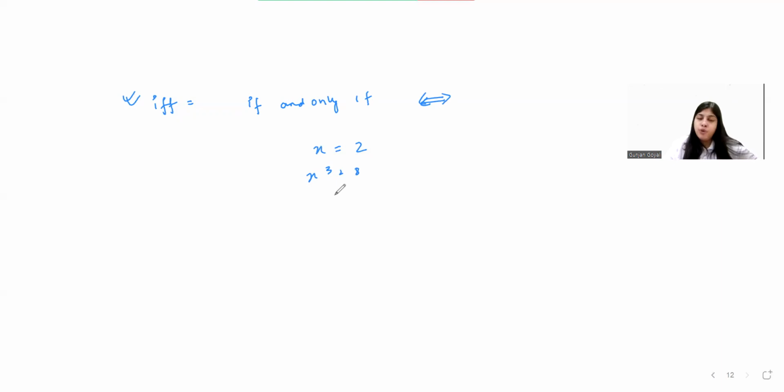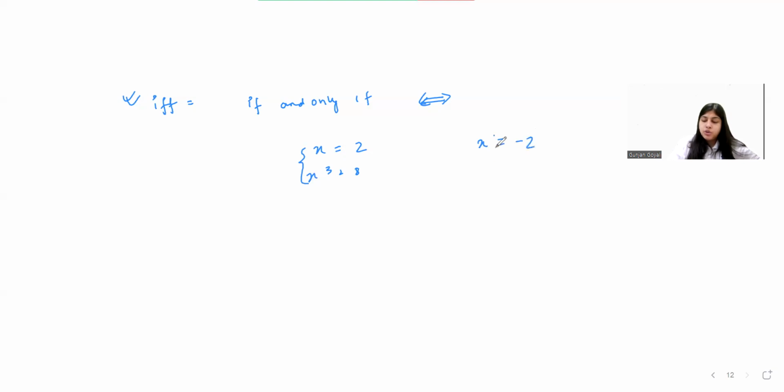Then we have if and only if. Very, very important notation, and you should understand that if and only if means implies and implied by. That means if this is happening, then that. So if I write if x is equal to 2, then only x cube is equal to 8. Okay. If and only if x is equal to 2, x cube is equal to 8. Or if and only if x cube is equal to 8, x is equal to 2. Okay. This is true. But this is not true in this case.